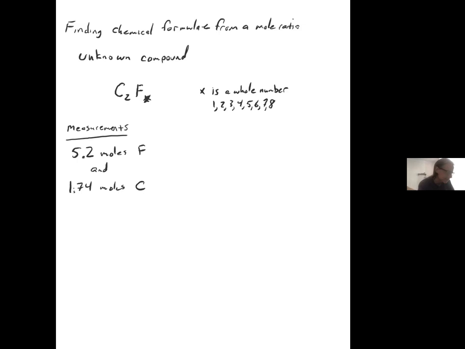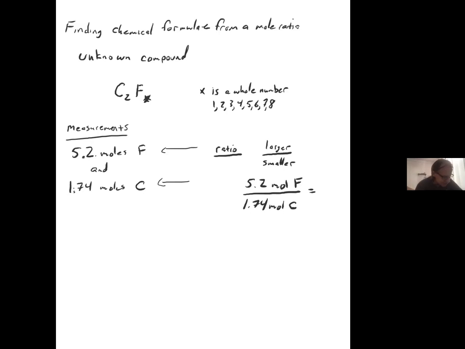So let's take a look at this. What they're doing is telling us how much of each element there is in the compound. So I'm going to make a ratio. I'm going to take the larger value divided by the smaller value. Now, you could do the smaller divided by the larger, that'd be perfectly fine, but I find it's easier if you do the larger divided by the smaller. So the larger one is the fluorine. So it's 5.2 moles of fluorine per 1.74 moles of carbon, and I'm going to see what that comes out to. 5.2 divided by 1.74, and I get 2.99.